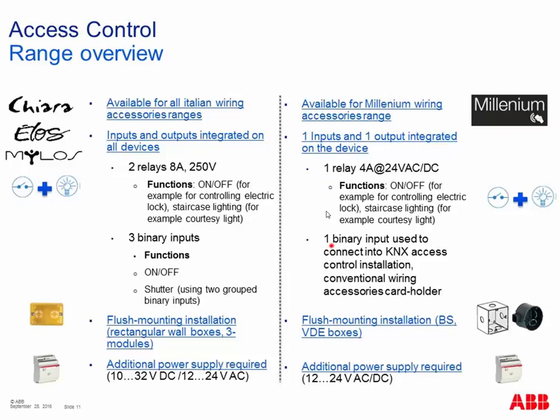In terms of functionality, the devices are different. So Chiara Milos and Delos have three binary inputs and 2 outputs, 8 ampere. The Millennium device has 1 binary input and 1 output, 4 ampere in the 24 volt DC. So this is the summary of the main functionality.